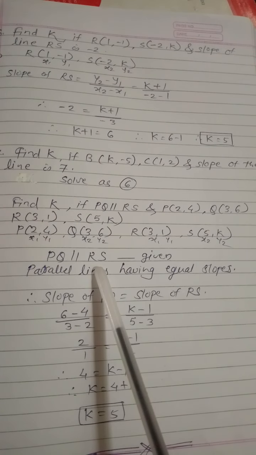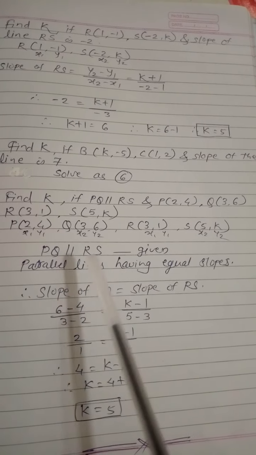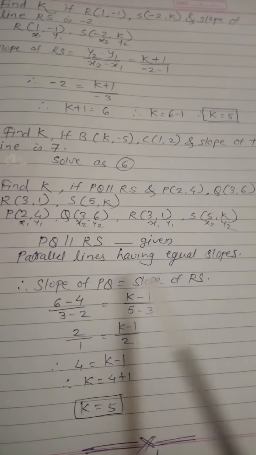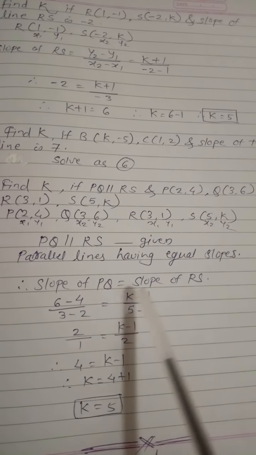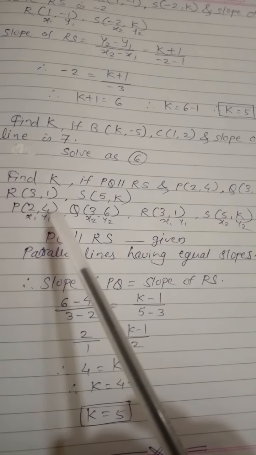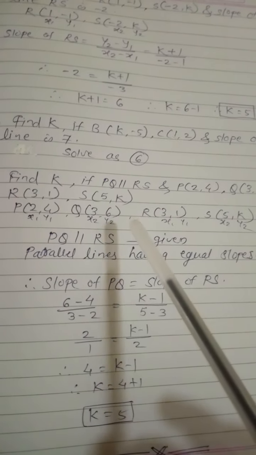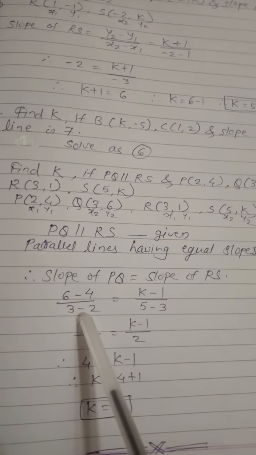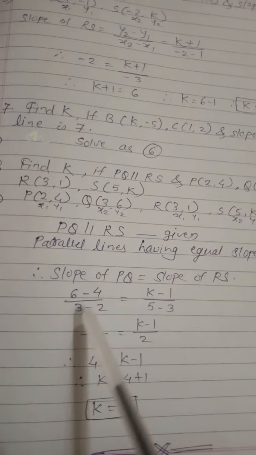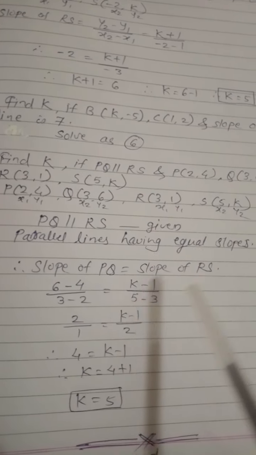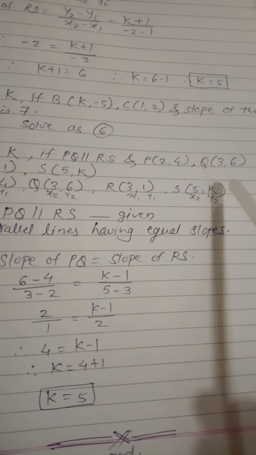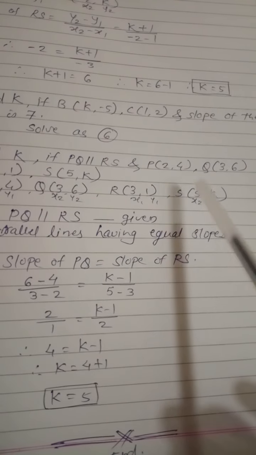You are given that PQ is parallel to RS. Parallel lines have equal slopes. So we find the slope of PQ as well as the slope of RS, and since the lines are parallel, the slopes are equal. For the slope of PQ, P is x1, y1 and Q is x2, y2. Using the formula y2 minus y1 upon x2 minus x1, we put down the values: 6 minus 4 upon 3 minus 2. For RS, R is x1, y1 and S is x2, y2, so k minus 1 upon 5 minus 3.